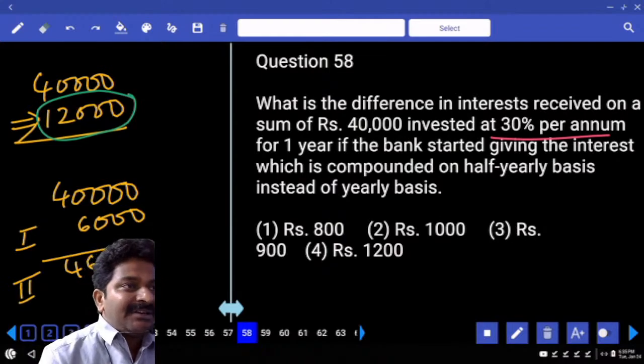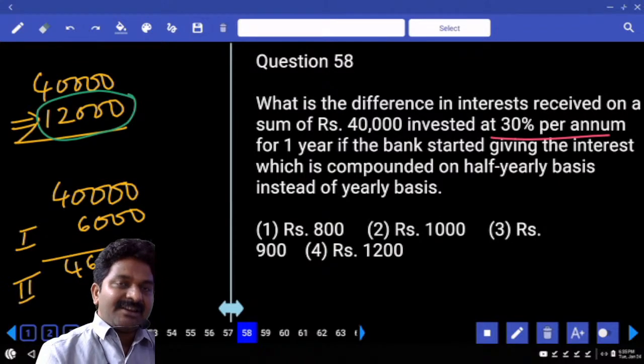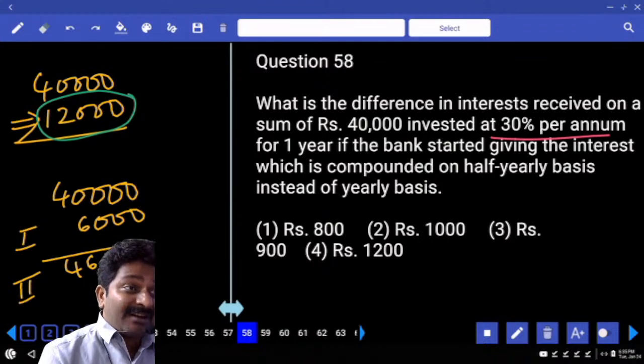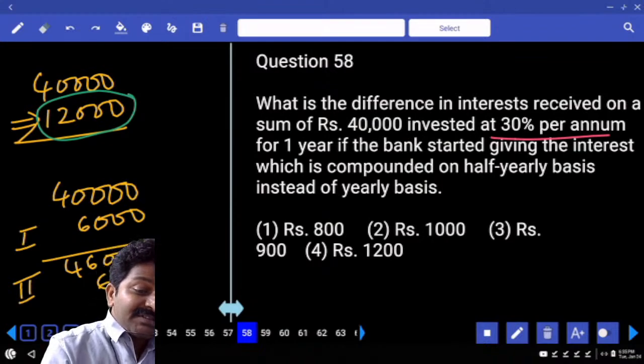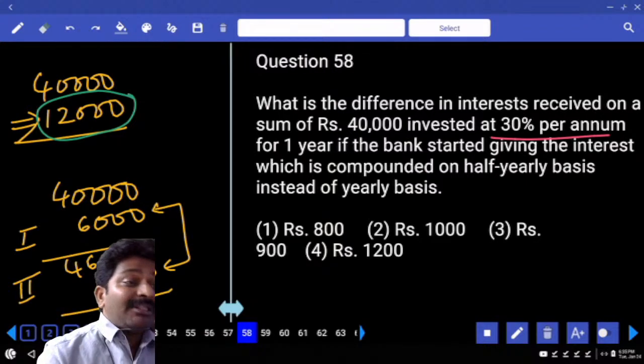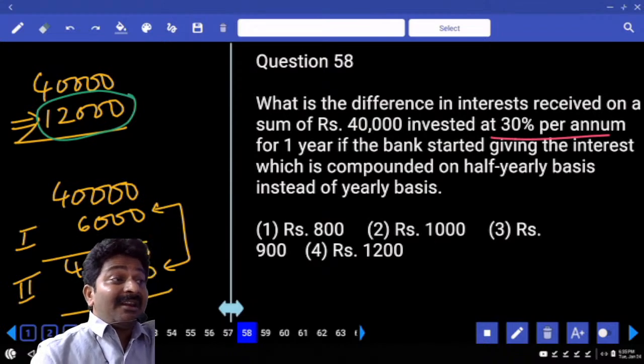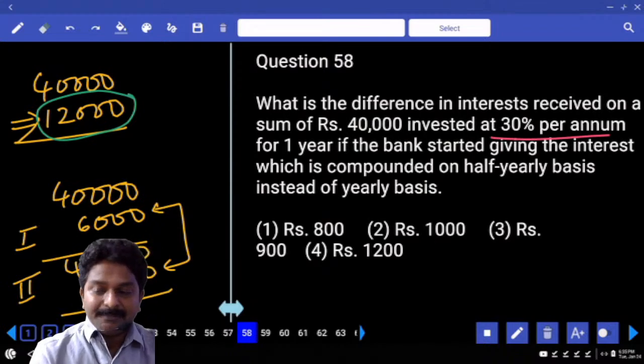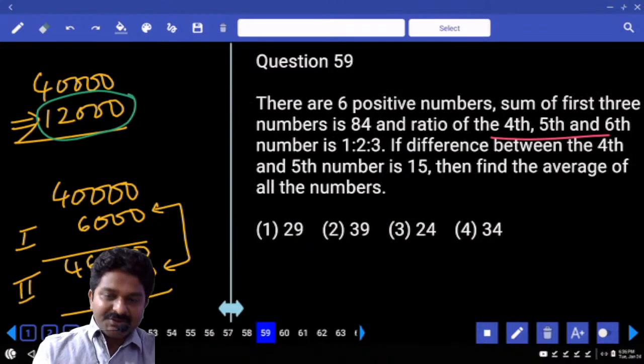15%. What is 10%? 4,600. 5%? 2,300. Total 6,900. So what is the total interest that we are getting here? 12,900. Earlier 12,000. Difference 900. Next.